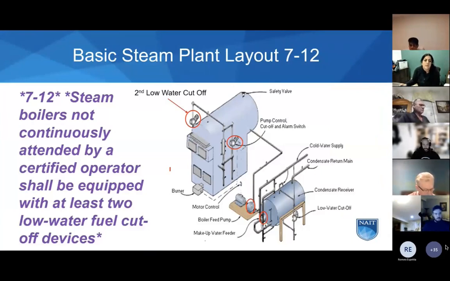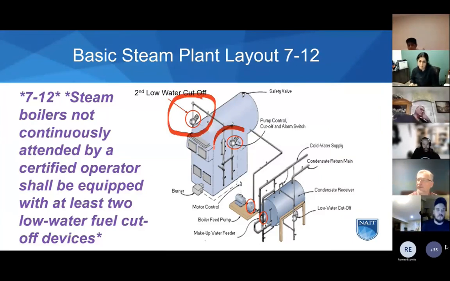712, they start to talk about a basic plant. So we've got a steam plant layout. If a steam boiler is not continuously attended by an operator, then it must have two low water cutoffs, so an additional device. Okay, one of them is a low water cutoff and the other one is a cutoff, pump control, and alarm switch.